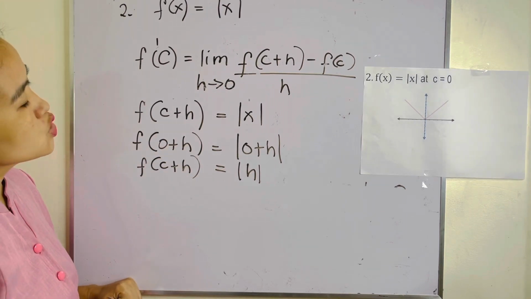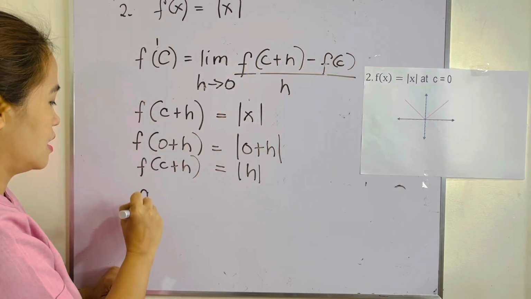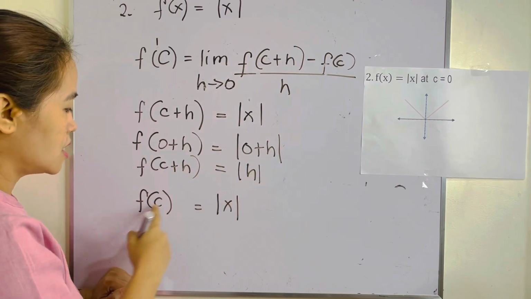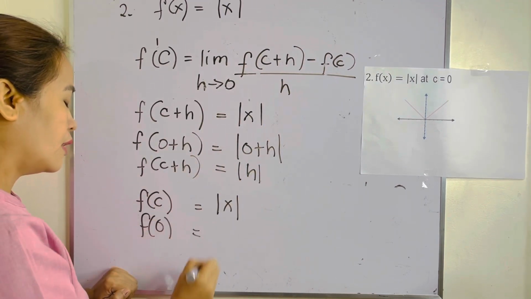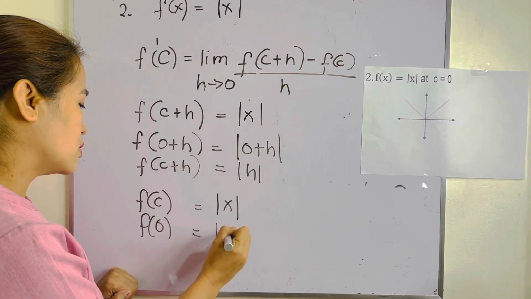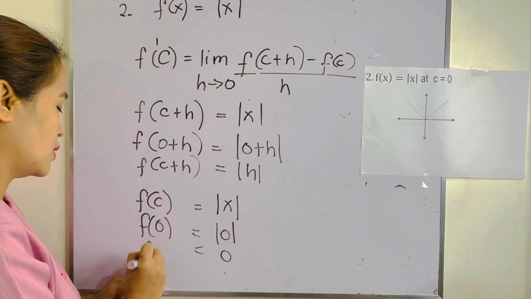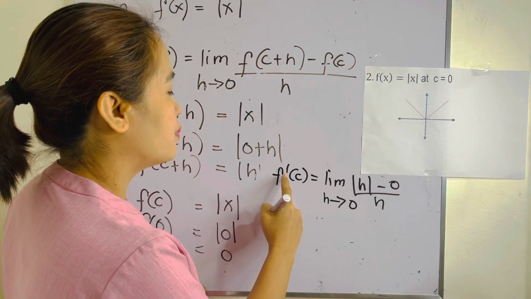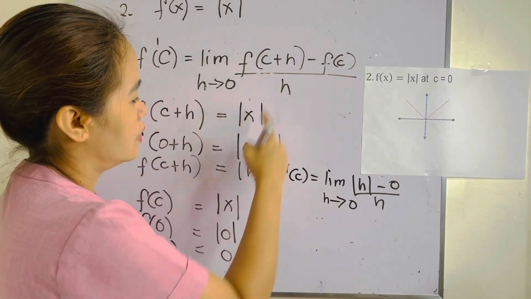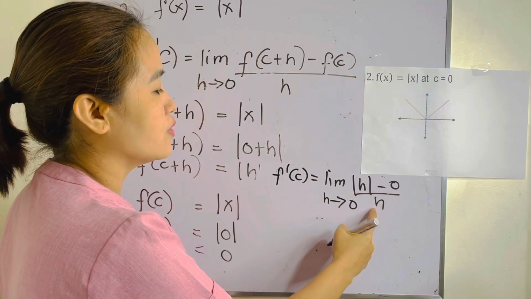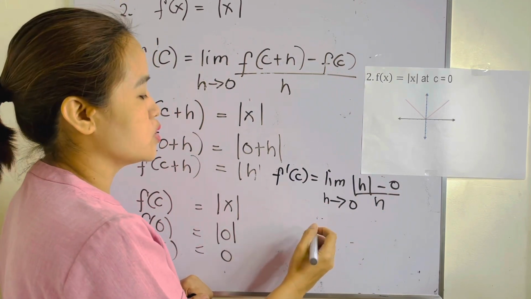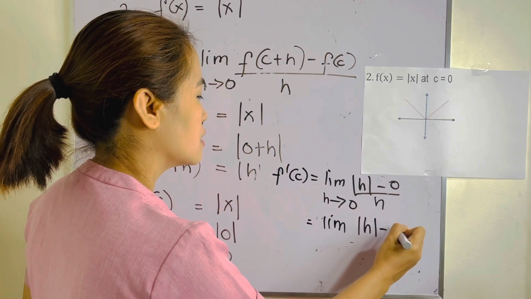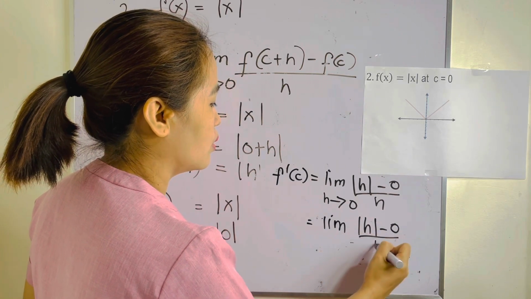Next, let us determine, of course, f of c. Equate it to the value of the function, absolute value of x. C is 0, and of course the absolute value of 0 is 0. Now substituted here, we have f prime of c is equal to the limit of absolute value of h minus 0 divided by h as h approaches 0.